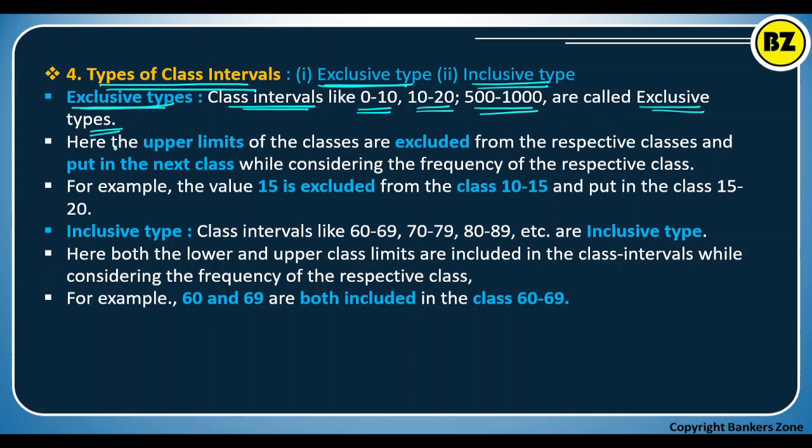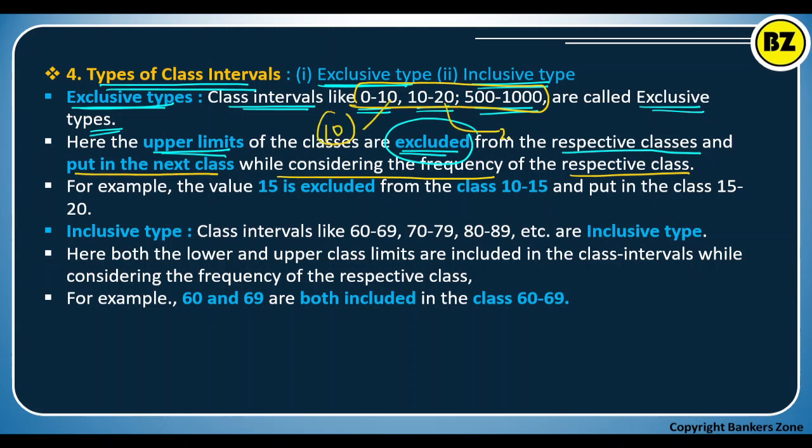Okay, what do you mean by exclusive? See, the upper limit of a class is excluded from the respective class, and put in the next class while considering the frequency of the respective classes. Means what? See, these are the intervals. But what happened? Upper class limit means here 10, upper class limit means 20, here say 1000.